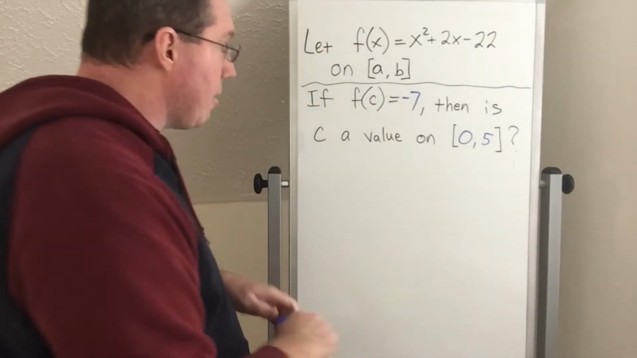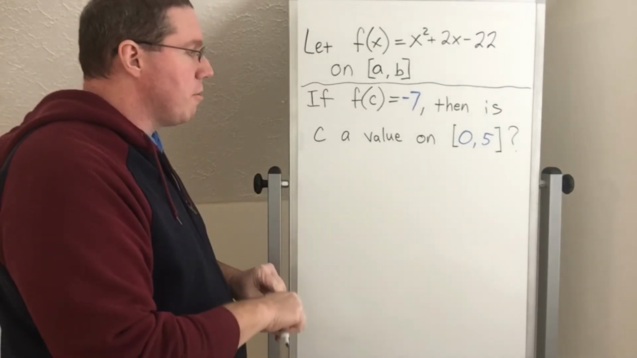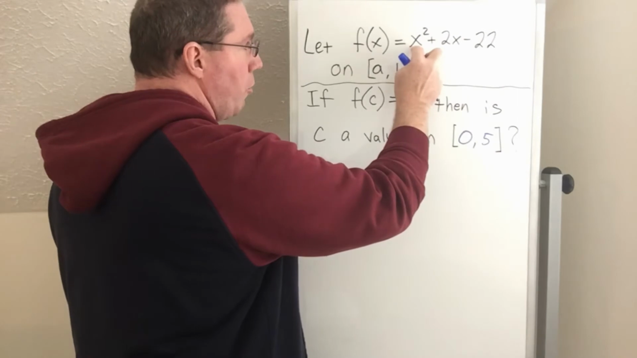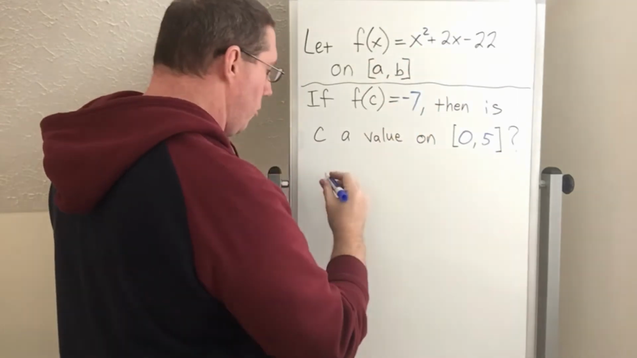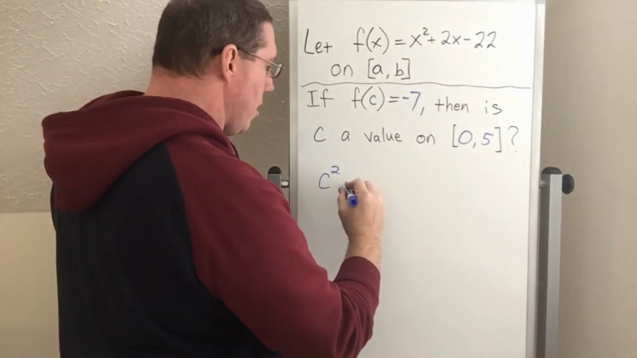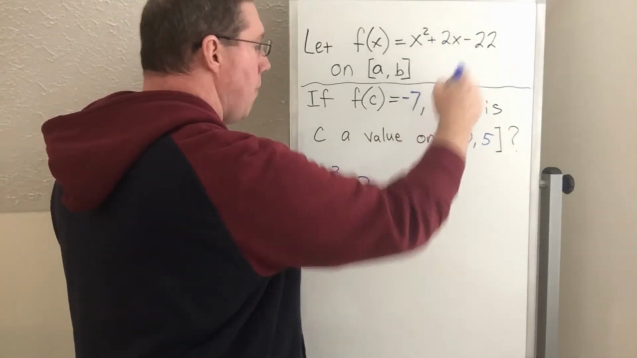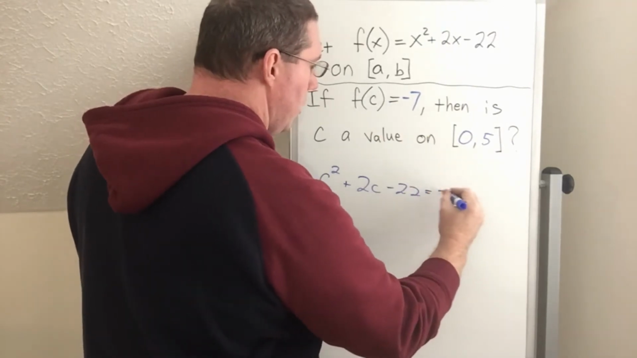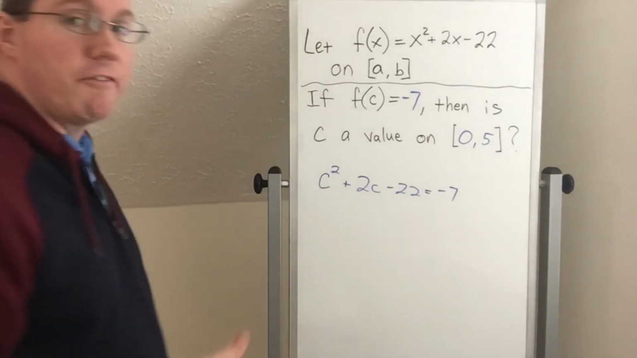So basically, like I said, all we have to do here is plug c in for x in the function. So we're going to rewrite this, but instead of x squared, we're going to put c squared plus 2c minus 22, and we're going to set that equal to -7. And now all we have to do is solve.